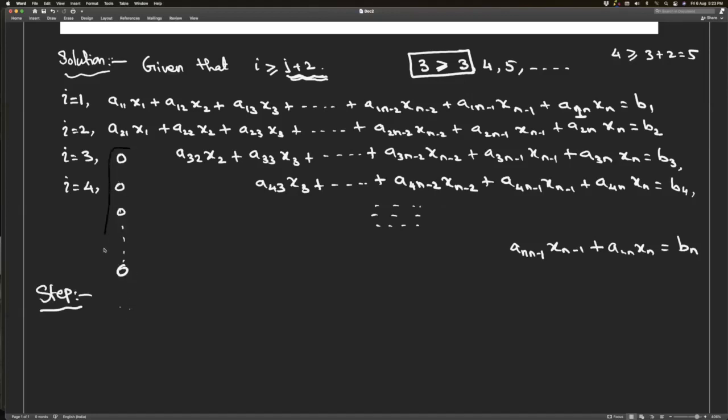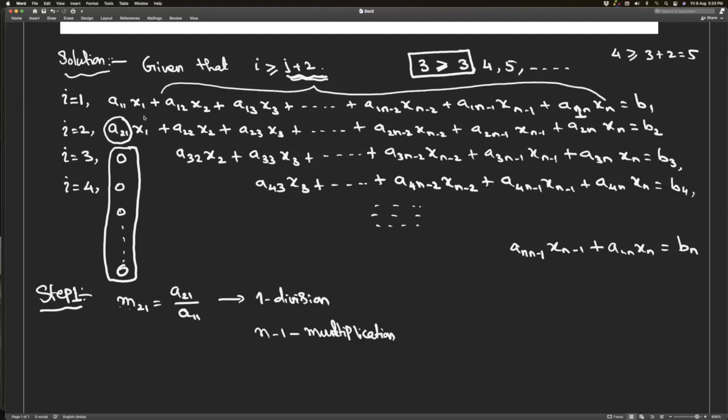Therefore, you don't ask your computer to perform elimination for these equations. Of course, you will not ask your computer to perform this calculation also, because although a21 is not given to be 0, after step 1 that term will become 0 as per the method. Of course, you have one division when you go to find m21, and when you subtract the terms from the second equation, you have n minus 1 additions or subtractions, depending on the signs, right? That is what you have to perform for equation 2.